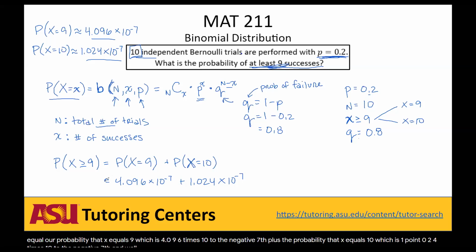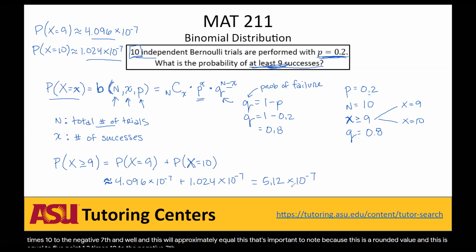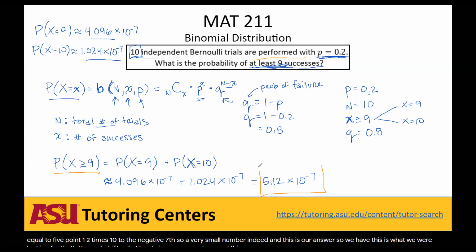And this will approximately equal this. That's important to note because this is a rounded value. And this is equal to 5.12 times 10 to the negative 7th. So a very small number indeed. And this is our answer. This is what we were looking for. That's the probability of at least 9 successes here. And this is our final answer.